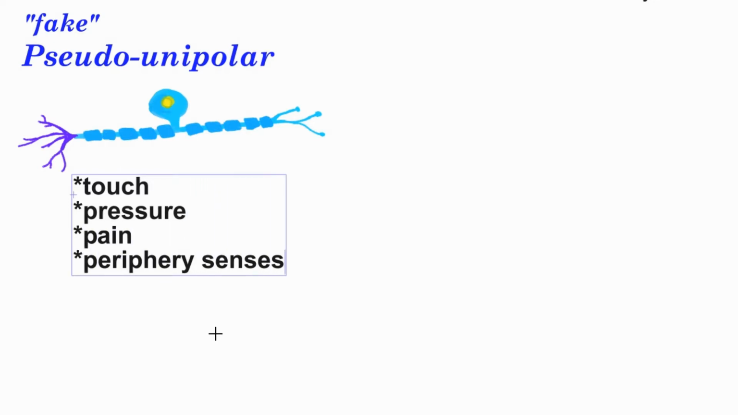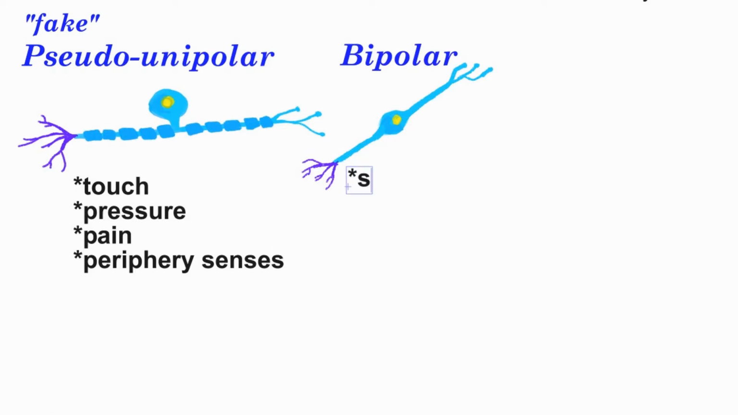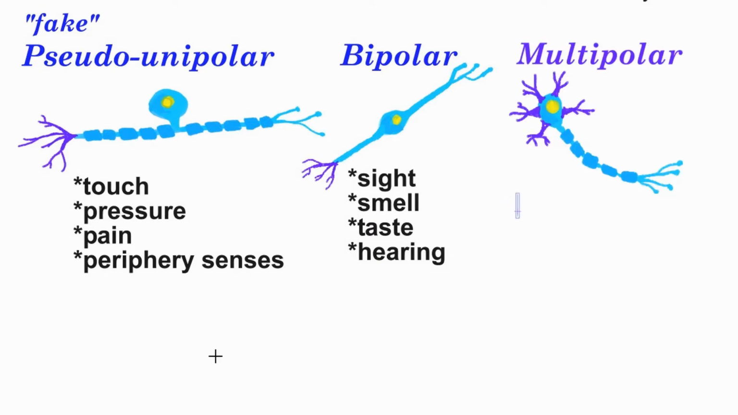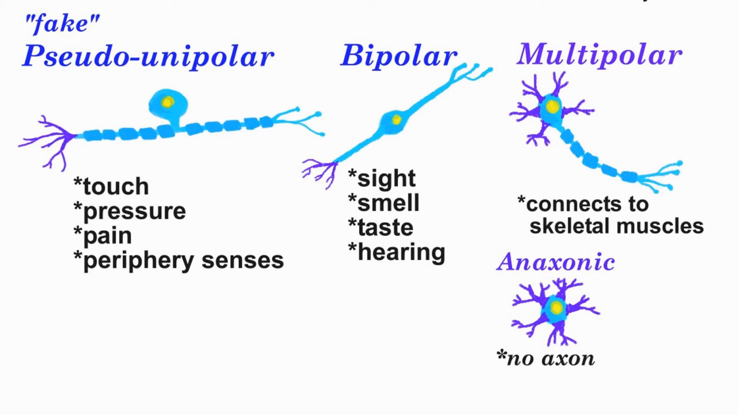Pseudo-unipolar neurons convey touch, pressure, pain, and other periphery senses. Bipolar neurons deal a lot with your sight, smell, taste, and your hearing. Multipolar neurons, like the one shown here, connect to the skeletal muscles. We'll also do a quick mention to the anaxonic neurons, which, interestingly enough, have no axons.